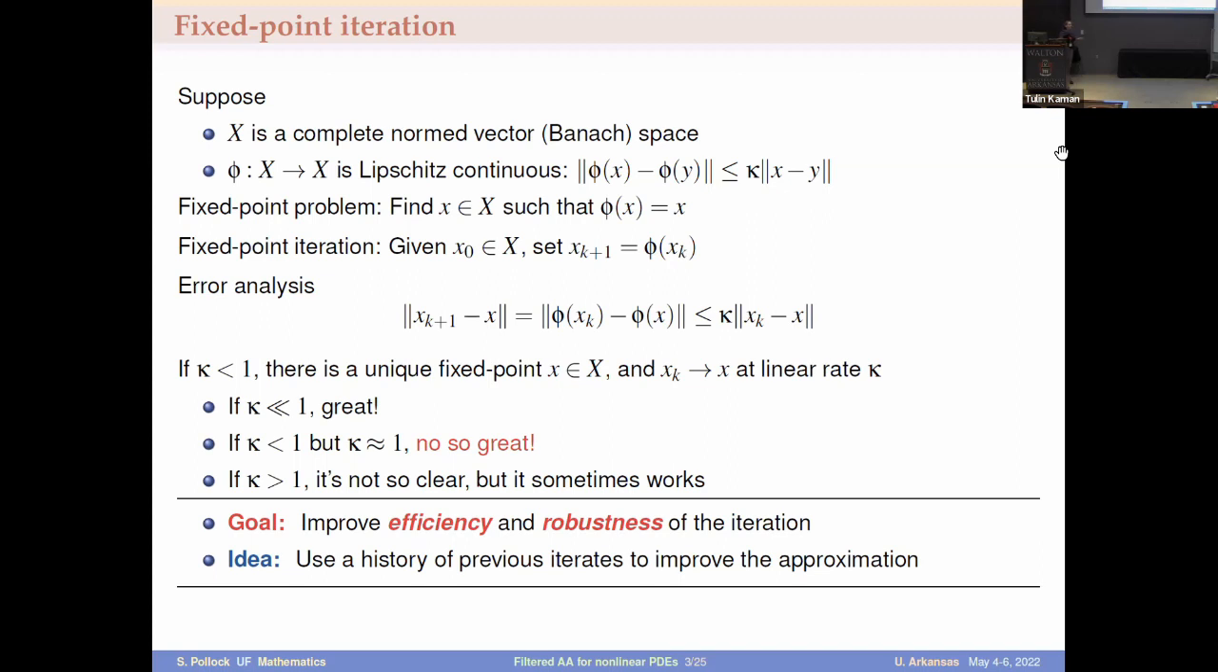It also doesn't mean that we won't, and so often we do a fixed point iteration anyways, just to see what happens. But the goal of these extrapolation techniques is to improve the efficiency and the robustness of the iteration. And the idea is to do this using a history or memory of previous iterates to improve the approximation.